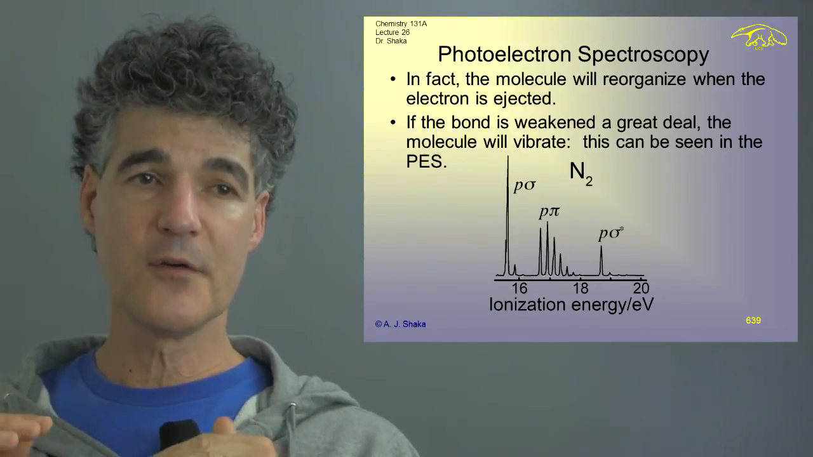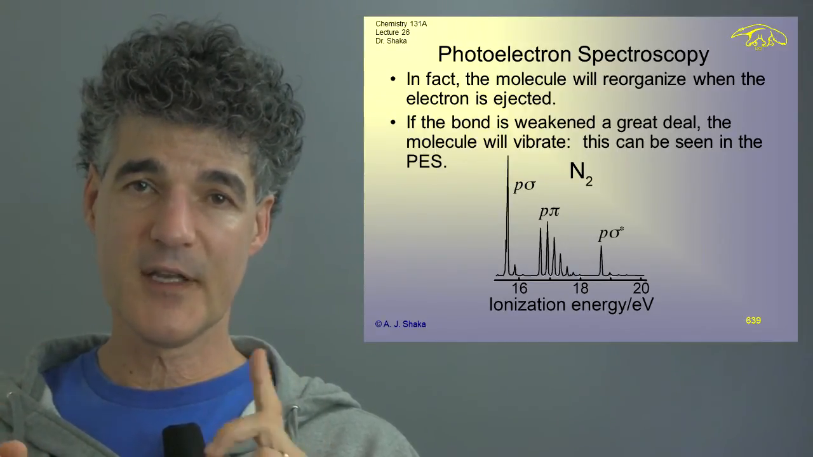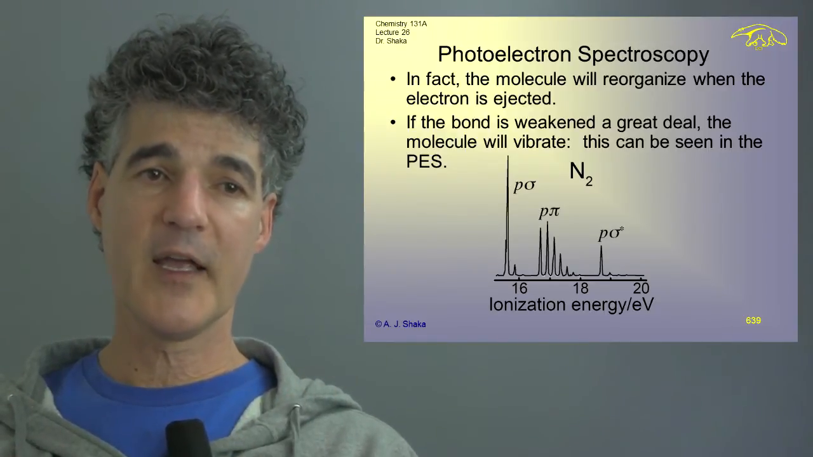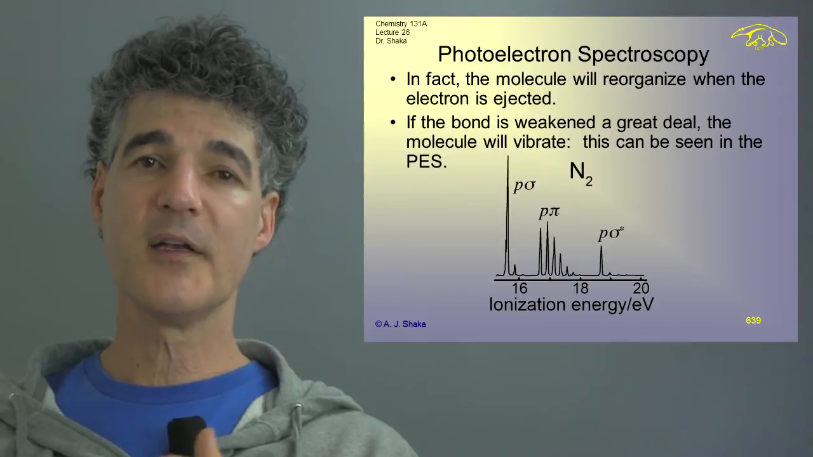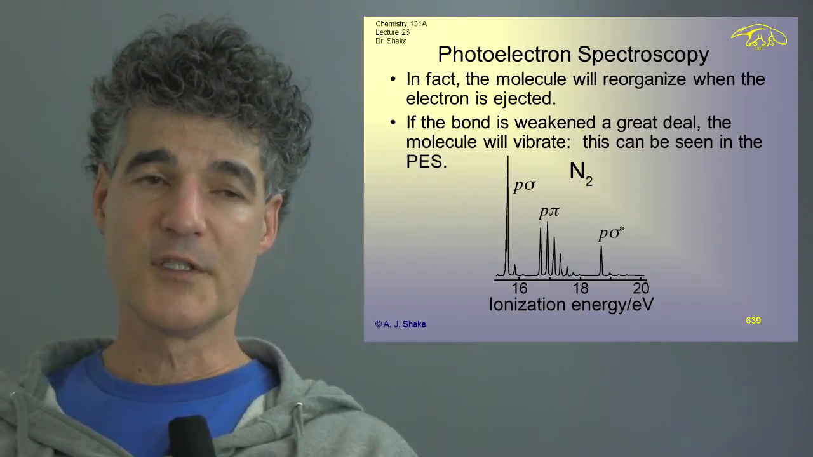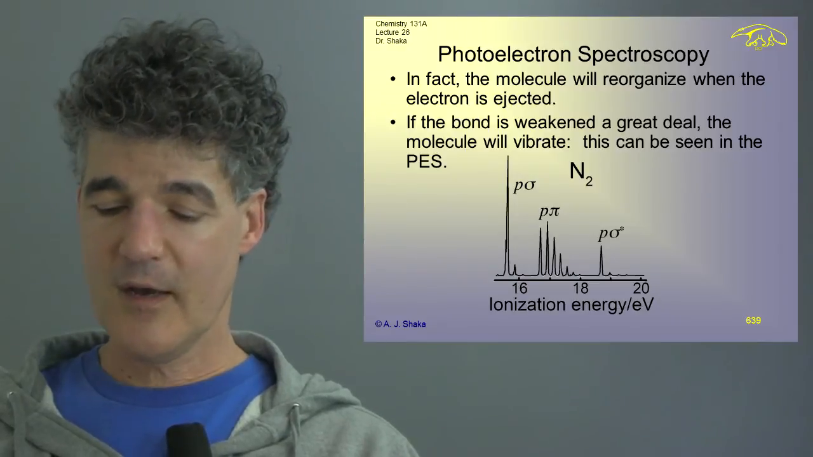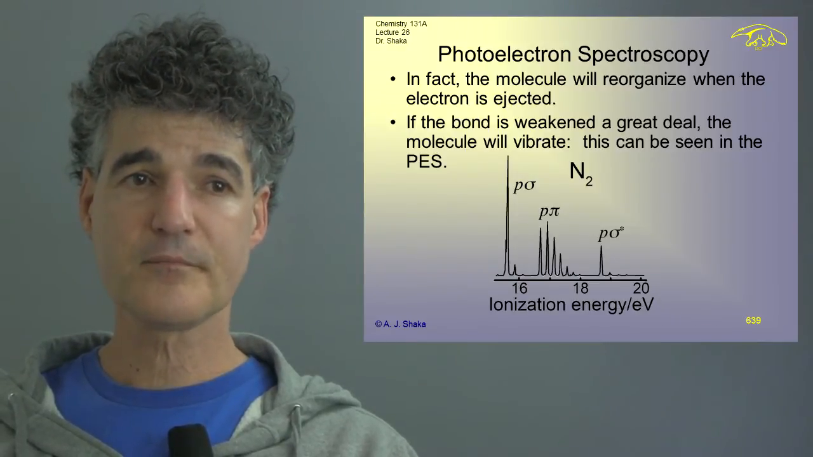If we did O2, which is more complicated because the electrons are unpaired, we'd find that the ordering was the other way. And then below the P pi is the P sigma star, which is the S combination, up almost near 19 electron volts.